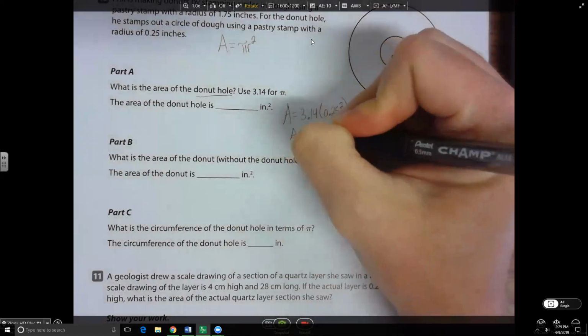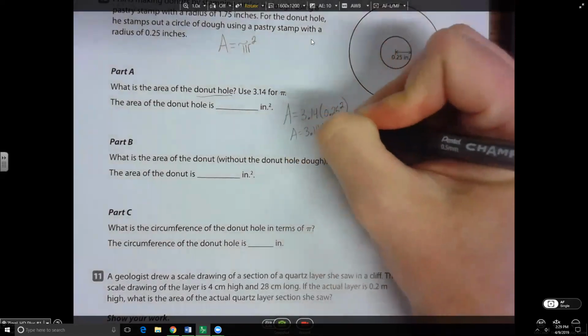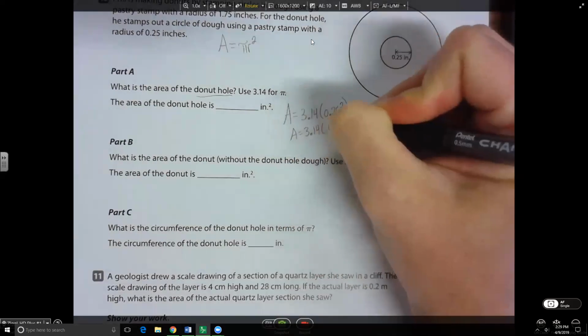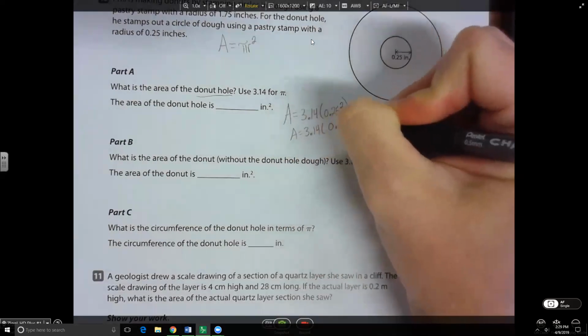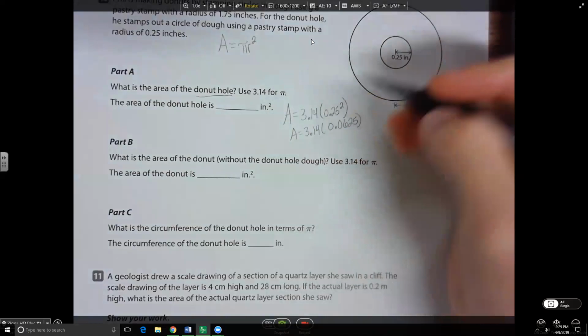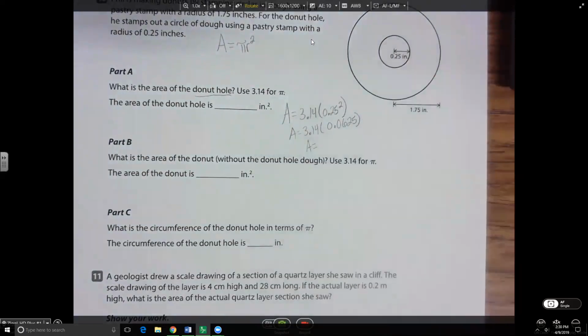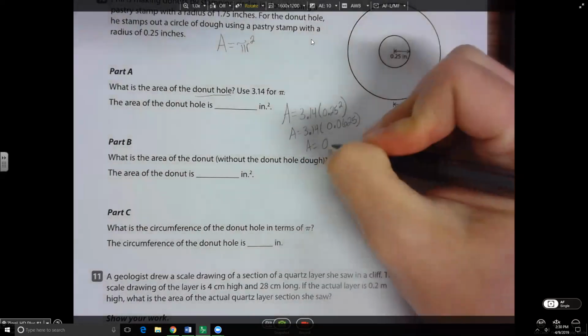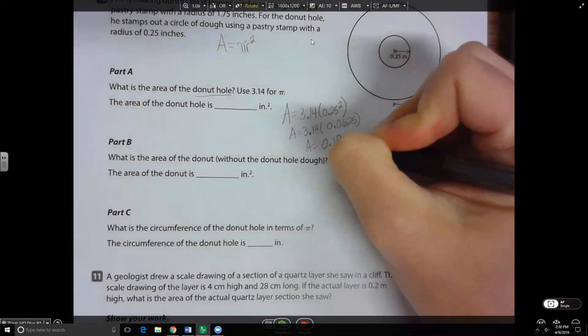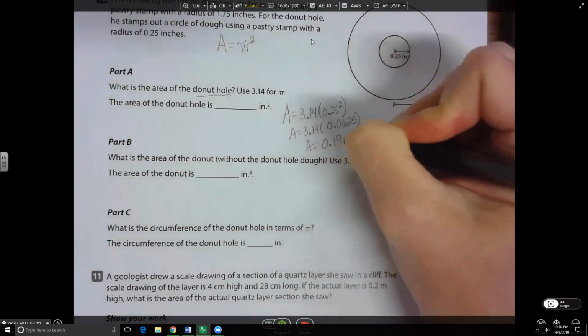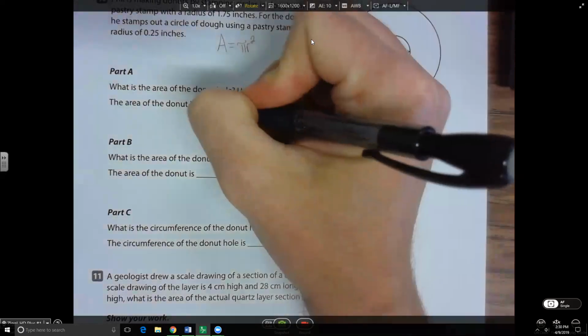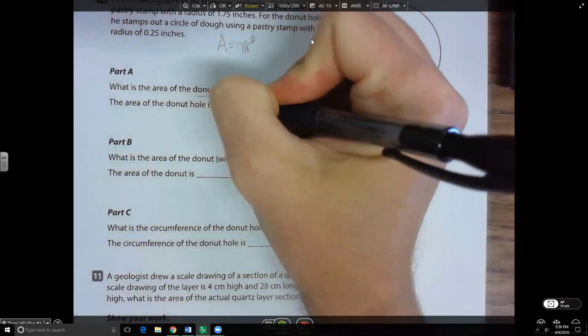So I got 3.14 times 0.0625. So 625 10,000ths. And then when I multiply that times 3.14, I get 0.19625. And that is inches squared.